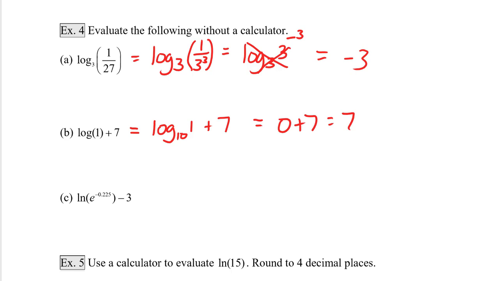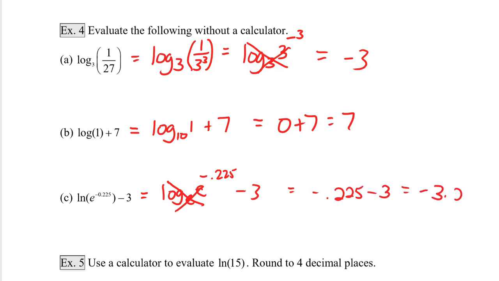And part C, natural log of e to the negative 0.225 minus 3. Well, remember, natural log is the same as log base e of e to the negative 0.225 minus 3. When the base of the log equals the base of the exponent, they cancel out. So this is negative 0.225 minus 3, or negative 3.225.